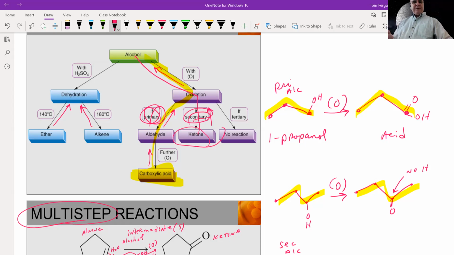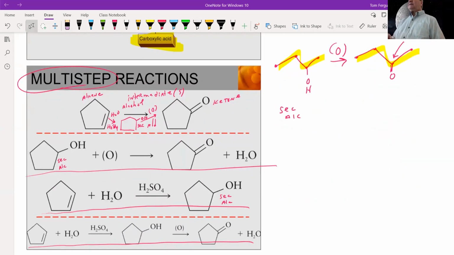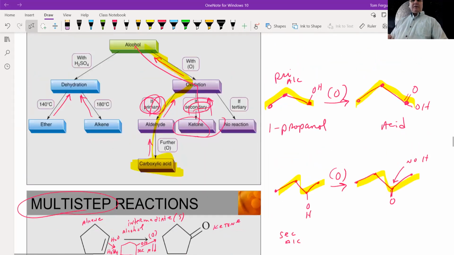Okay, so let's do some more examples. This example here is a multi-step one, and I want to hold off on that.